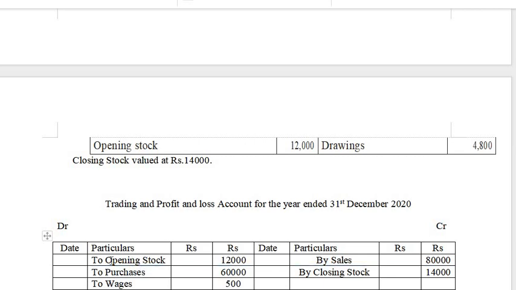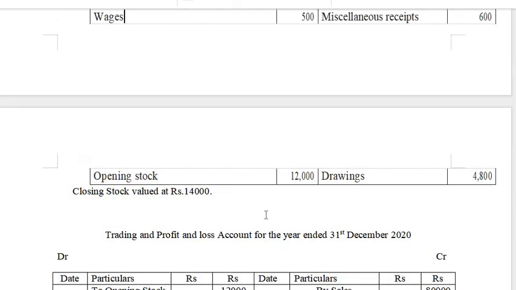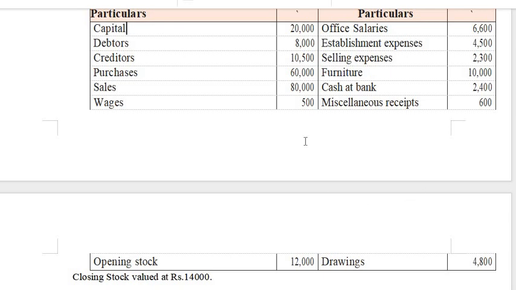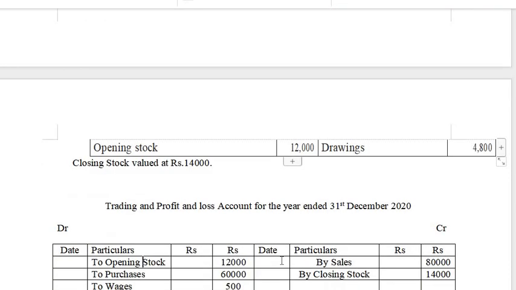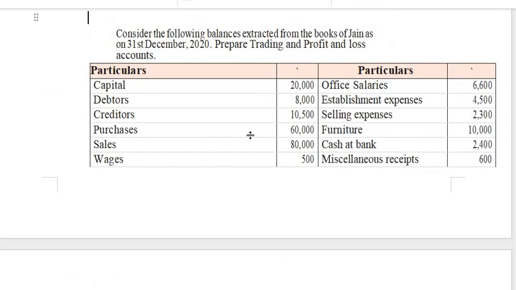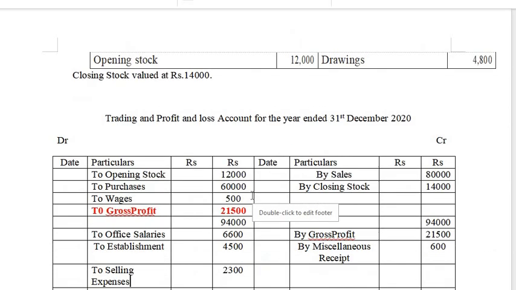The first one, to opening stock. In the question they are given to opening stock. What is the value they are given? 12,000 rupees, that I mentioned here. Then the next mandatory information, as already said, is purchase: 60,000. Before writing the purchase amount in the outer column, you have to see whether any purchase return or return outward is given. Here nothing is given, so directly I'm going to write here, to purchases 60,000.